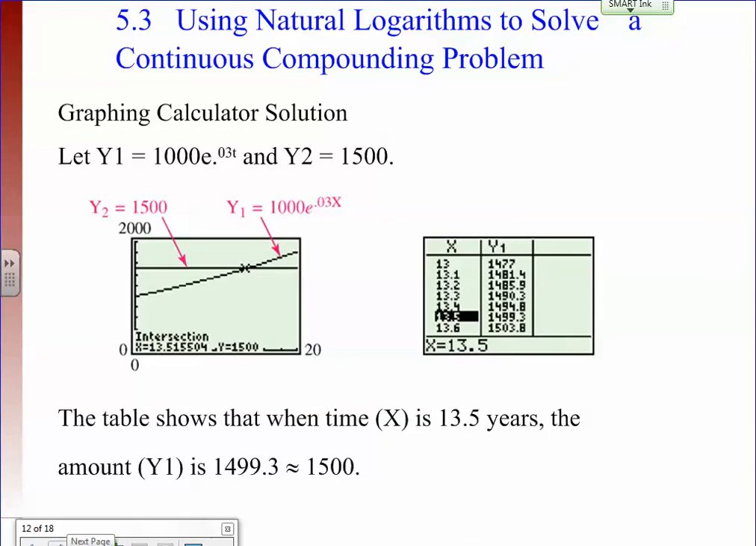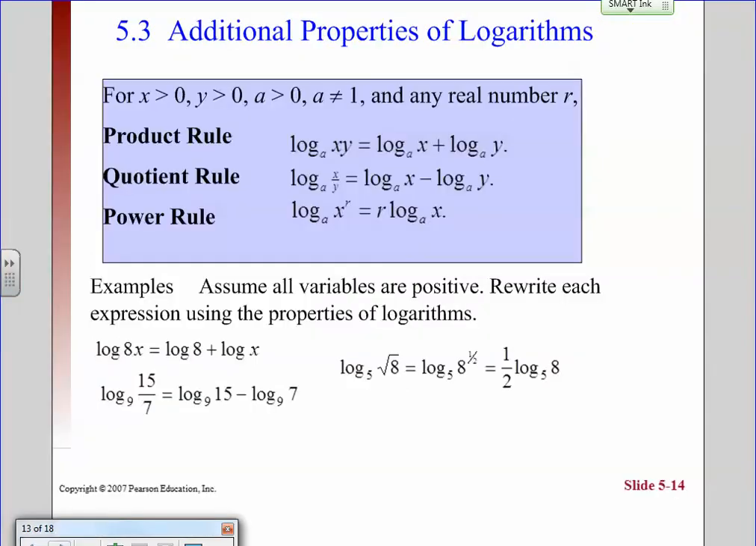Okay, do the same thing on the calculator if you wanted to. Put y1 equals the power function, y2 what we want it to equal, solve for where they intersect, and it gives you about 13.51 years. The table view works the same way. Okay, so a couple of different ways to solve those same problems.